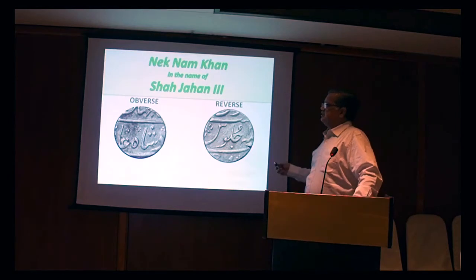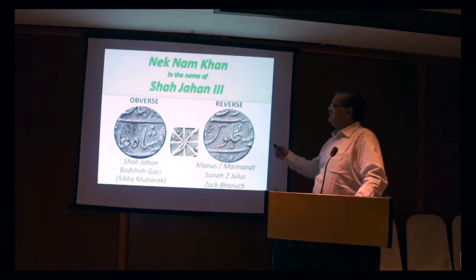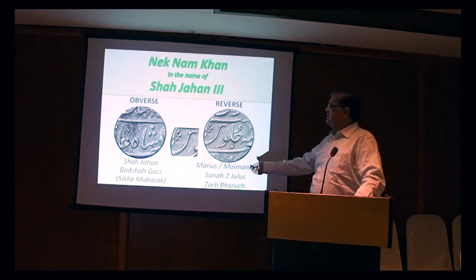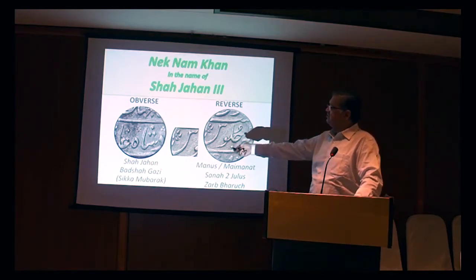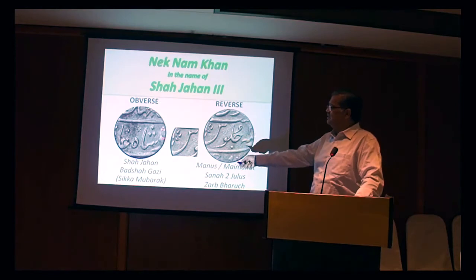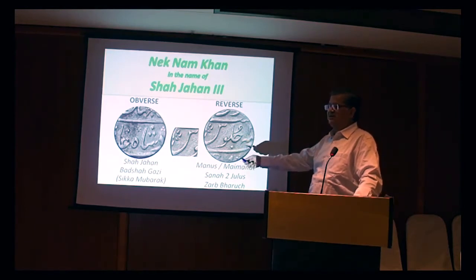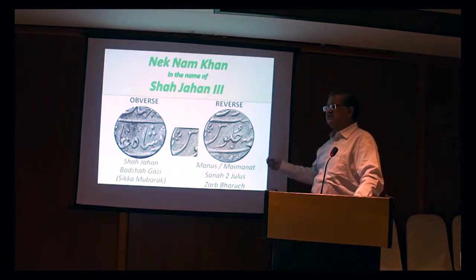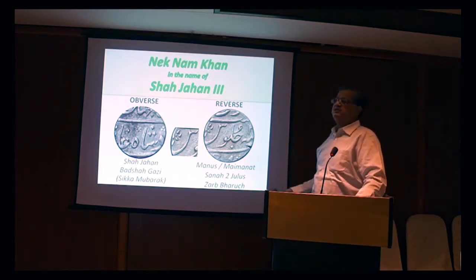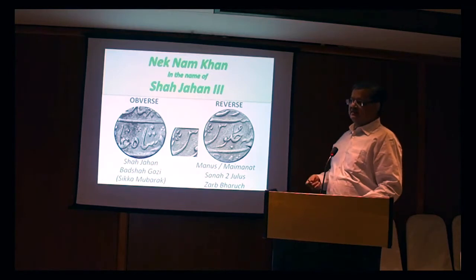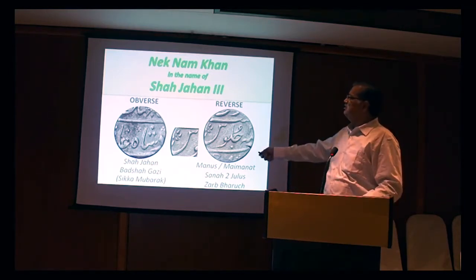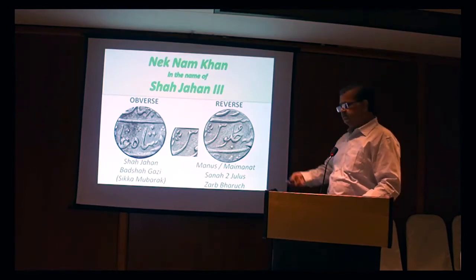Amongst the most rare coins of Baruch is a coin in the name of Shahjahan III, with the mint name Baruch clearly seen, and a flower very similar to what you see on Surat coins, but fairly different. When you don't have the mint name on these coins, you could easily mistake them for Surat coins, and that seems to be what is happening, that you can't distinguish between Surat and Baruch. So this is a coin of Shahjahan III and Neknam.